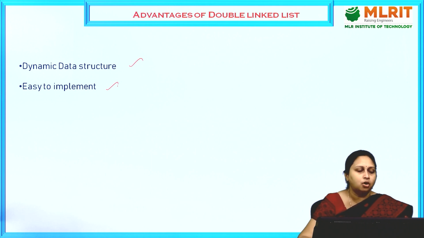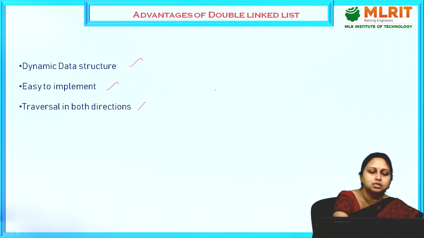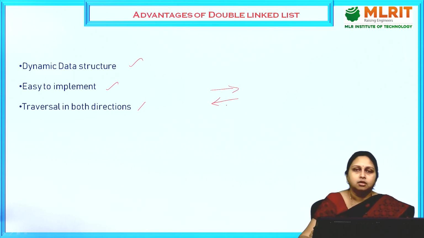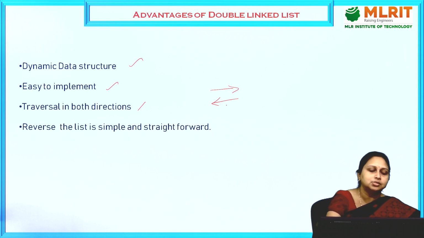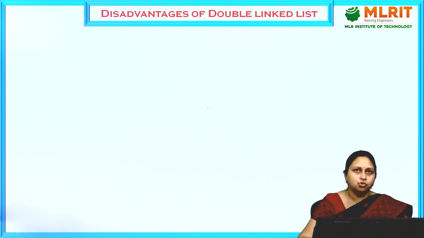Let us see how it is. It traverses in both directions. You have the forward as well as backward representation, because of that we can move forward as well as backward. And reversing the list is simple and straightforward. Because of these previous node address connections, we can implement reversing the elements in the list very easily. Those are the advantages of double linked list.